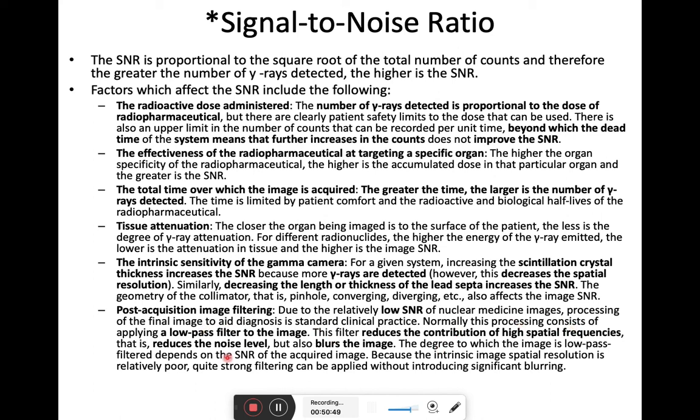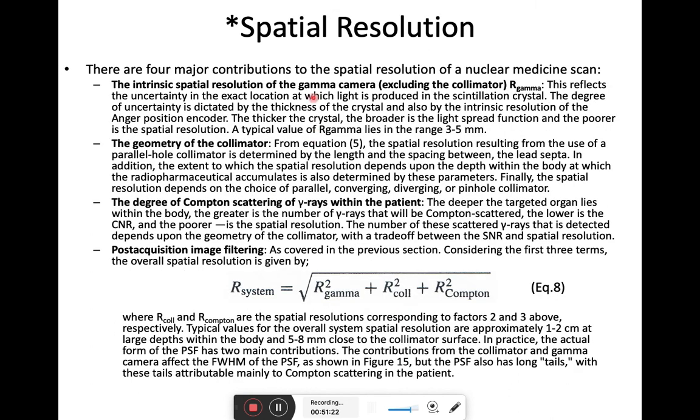Normally this process consists of applying a low-pass filter, but this filter will reduce the contributions of high spatial frequencies, reducing the noise level, but the image becomes blurry. So these are the specific factors that can affect the NMI image SNR. Now we're talking about spatial resolution.